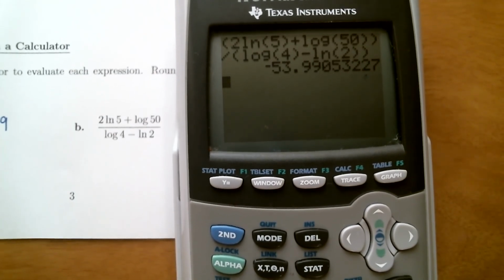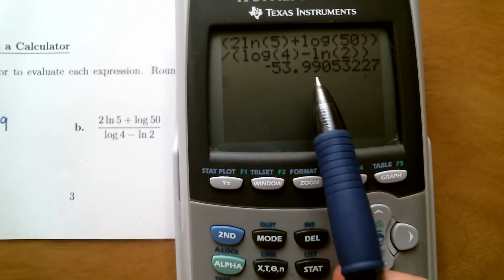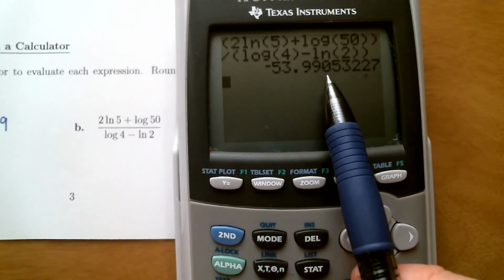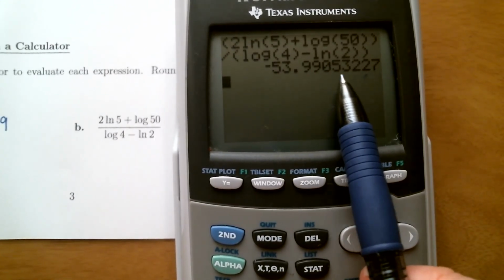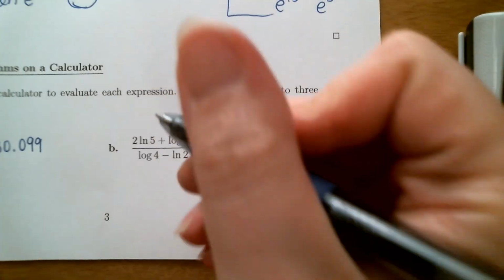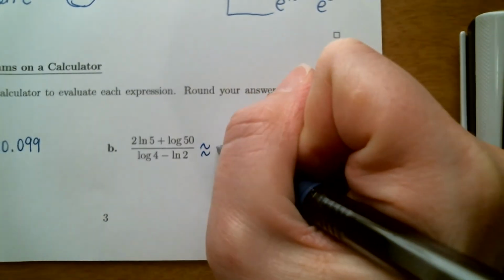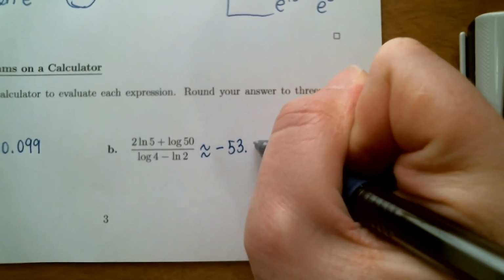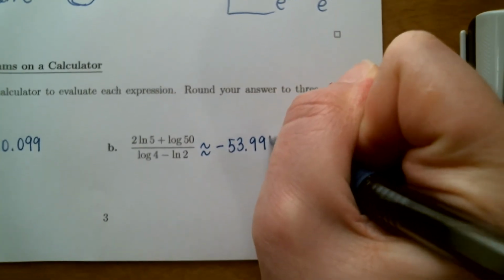If we round this to 3 decimal places, 0.990, the number after is a 5, so we need to bump the 0 up to a 1. So we are going to write down that this is approximately negative 53.991, and that's it.